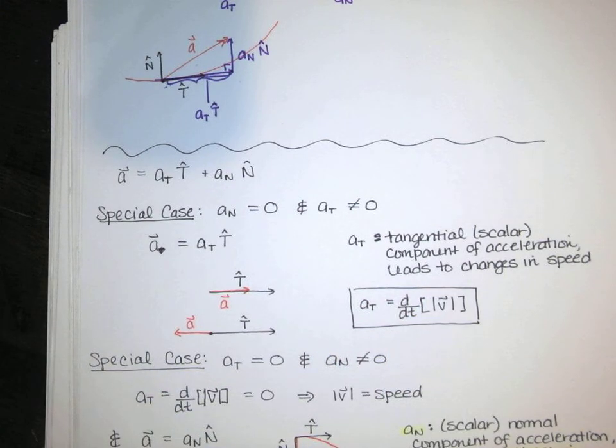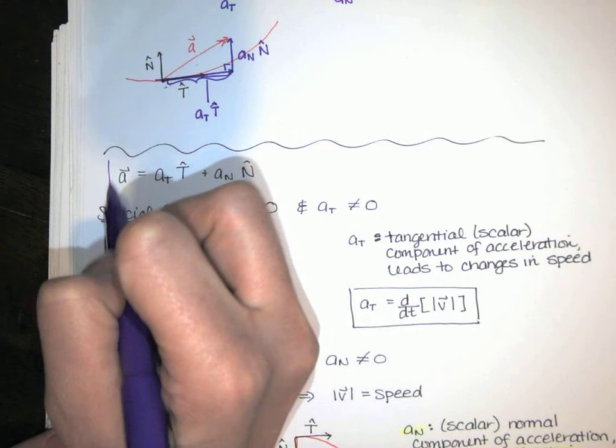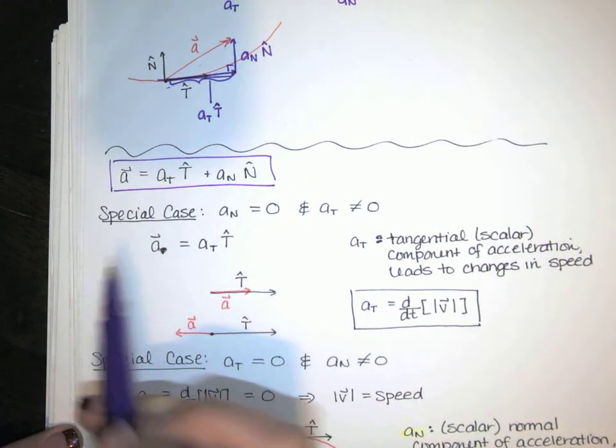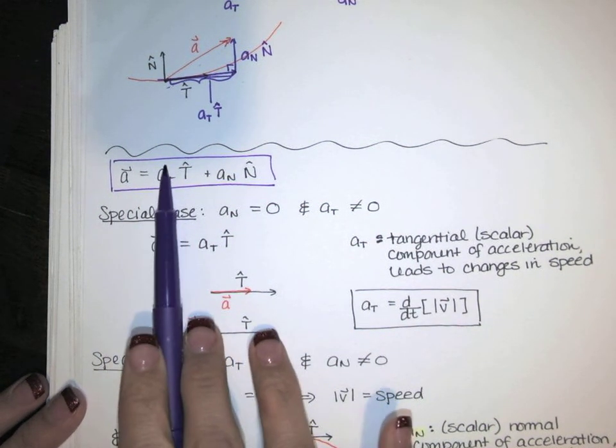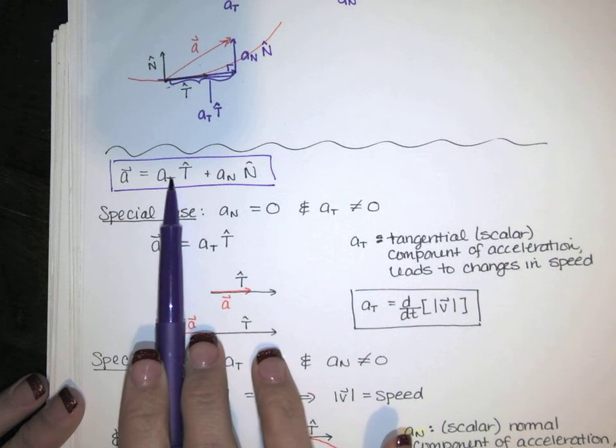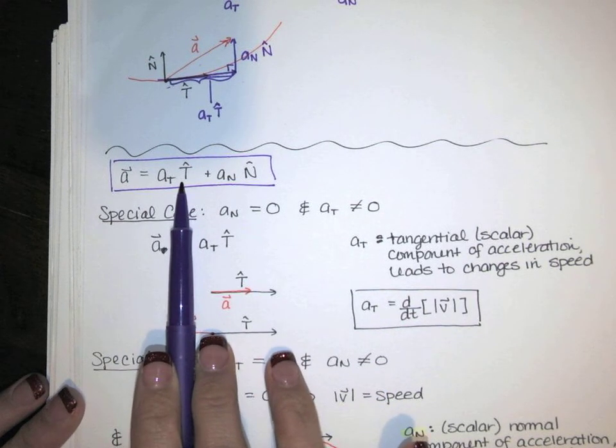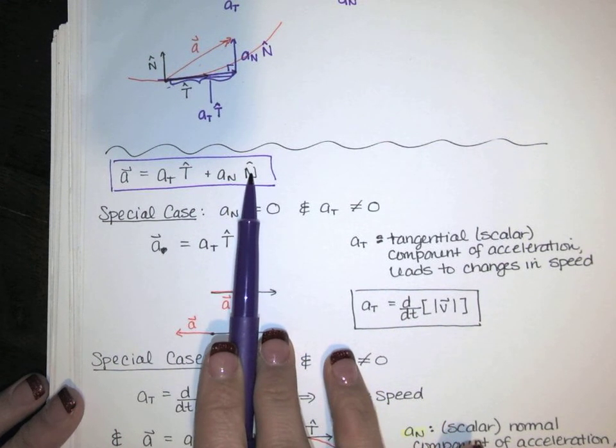Now most of the time you're not dealing with either of these special cases. You might have both of these together. Your acceleration is composed of these two components. One part is leading to changes in speed along the direction of motion, and the other part is causing you to turn.